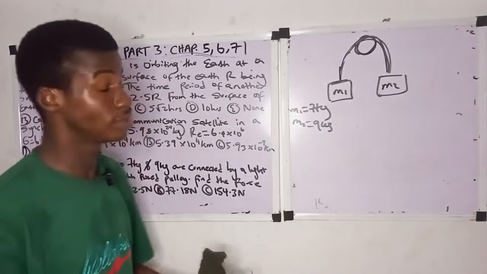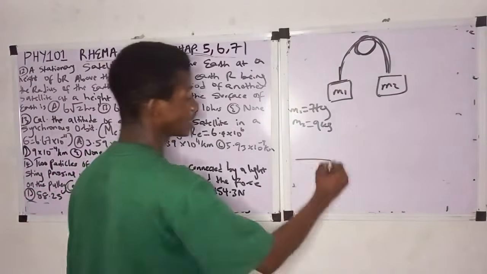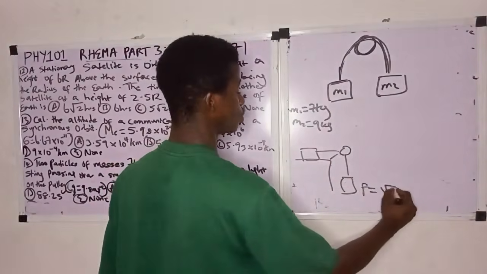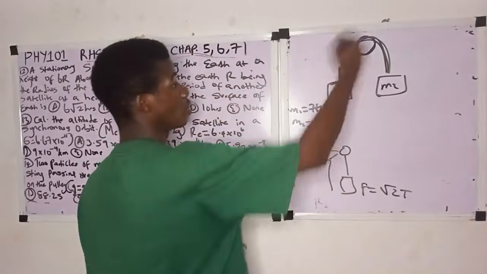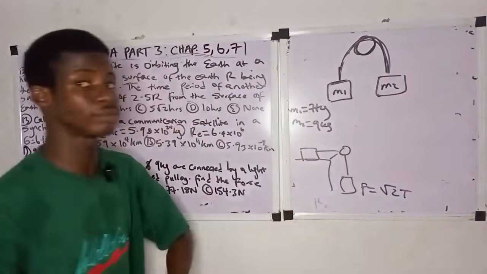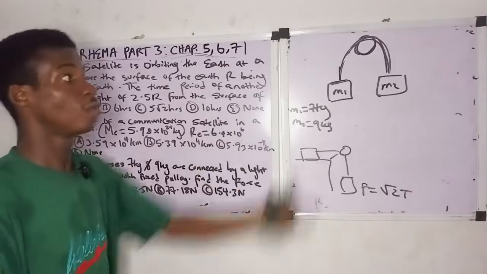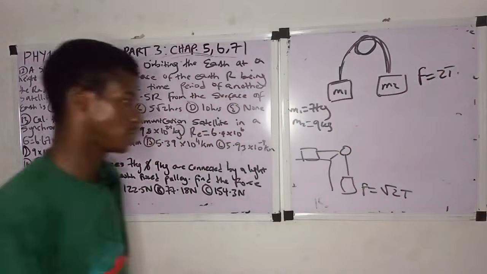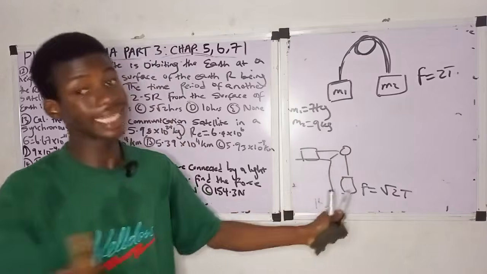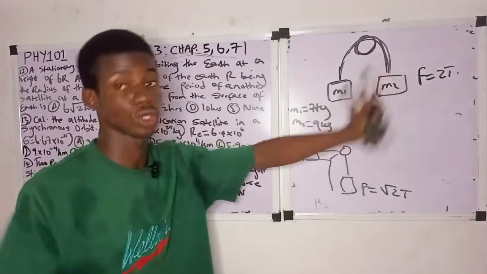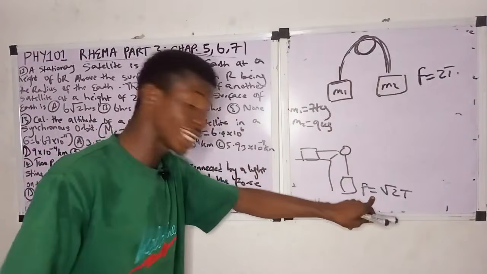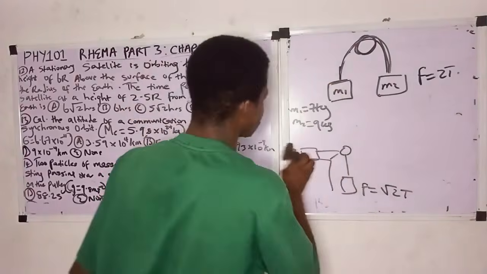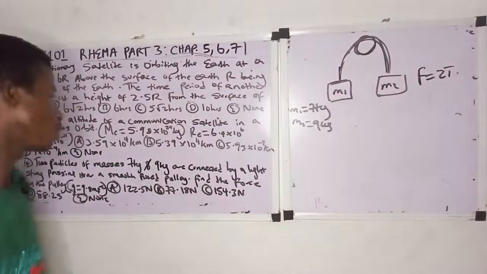I've told you guys earlier that in an inclined glider, the force is usually root 2 times the tension. But when the 2 masses are connected by a string over a pulley and suspended, the force is 2 times the tension only. So here it is 2 times the tension.